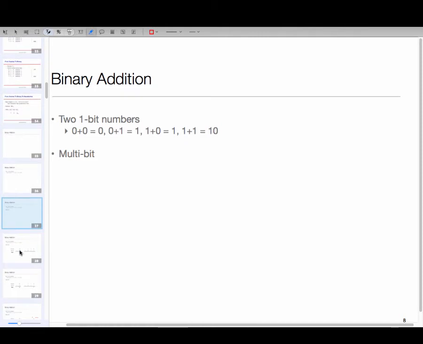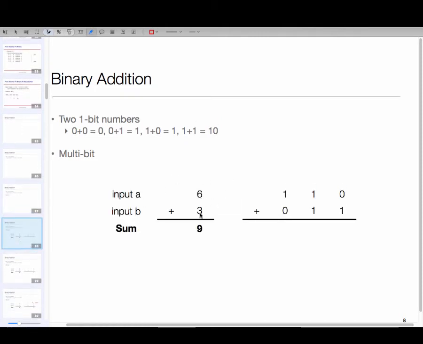Multi-bit numbers. So how can we add those? So let's say I want to add 6 and 3 in binary. So 6 and 3 in decimal, 6 plus 3 is 9. In binary it is 110 and 011. How am I going to add it? Thoughts? Anyone? So try to recall how we add decimal numbers and do the same thing analogously out here. So how do we add a multi-digit decimal number?